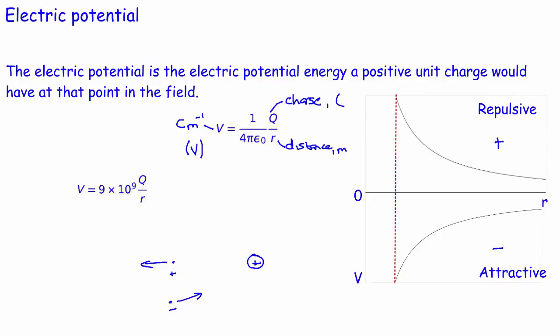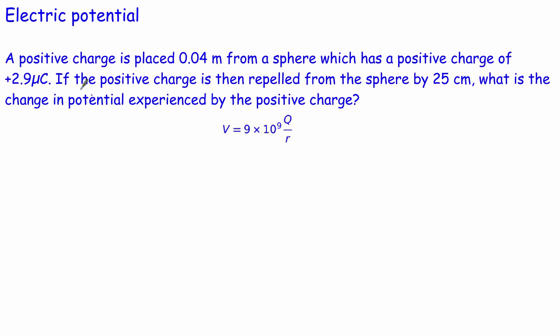So we've got an equation, so let's do a really quick example. We've got a positive charge placed a certain distance from a sphere, and this sphere has a positive charge given by this charge over here. The positive charge is repelled from the sphere by this much, so we want to know how much the potential has changed whilst this is going on. So we've got this equation here. Basically, if we want the change in potential, that will be the final potential minus the initial potential.